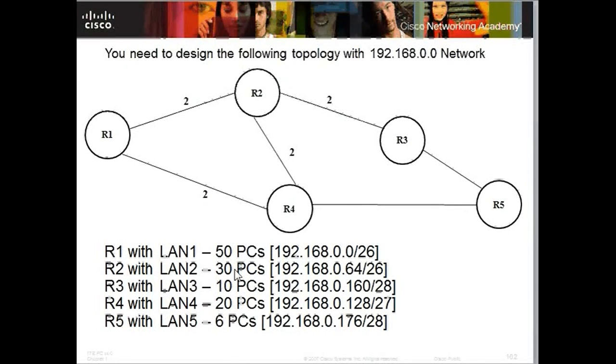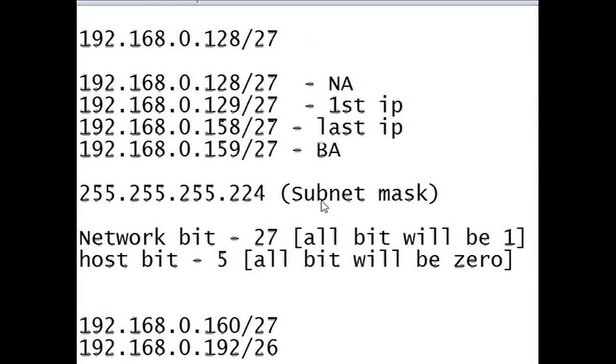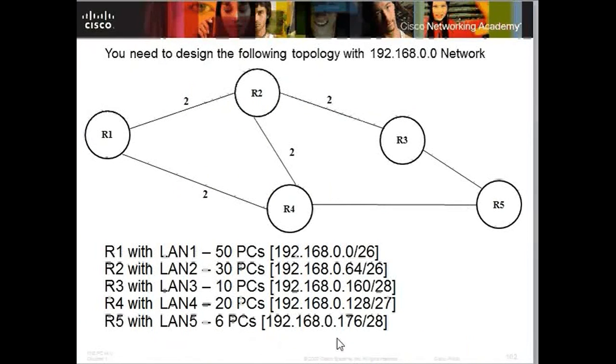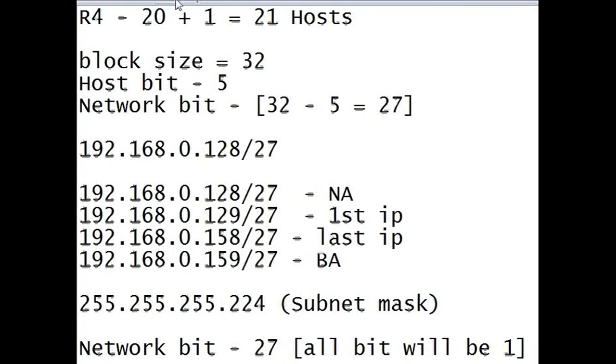Now next is 10 PC. So I have created the third subnetwork. Now after creating the third subnetwork, I am going for router 3 with 10 PCs. Now for router 3, when I am having 10 PCs, I am having 11 hosts, so there will be a block size of 16.